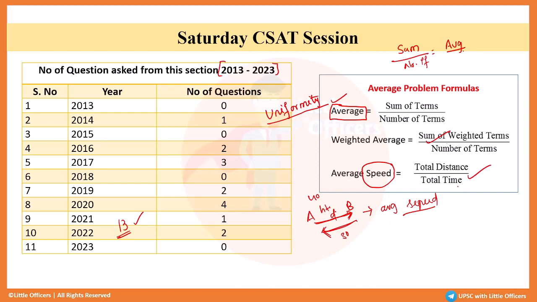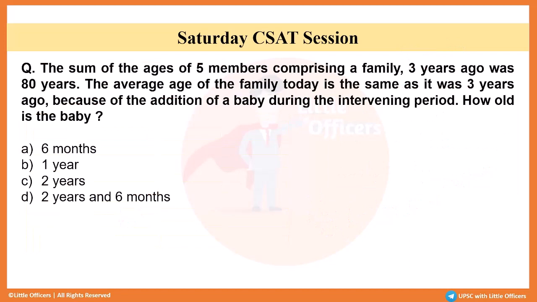So let us take some of the previous year questions and solve those problems. First, look at the question. The sum of the ages of 5 members comprising a family. So in a family there are 5 members, so the total number of persons is given, and the data given is that 3 years ago the sum of ages was 80 years.